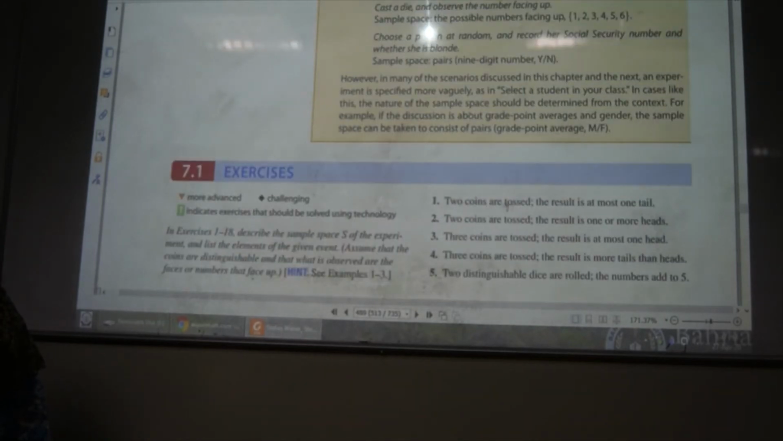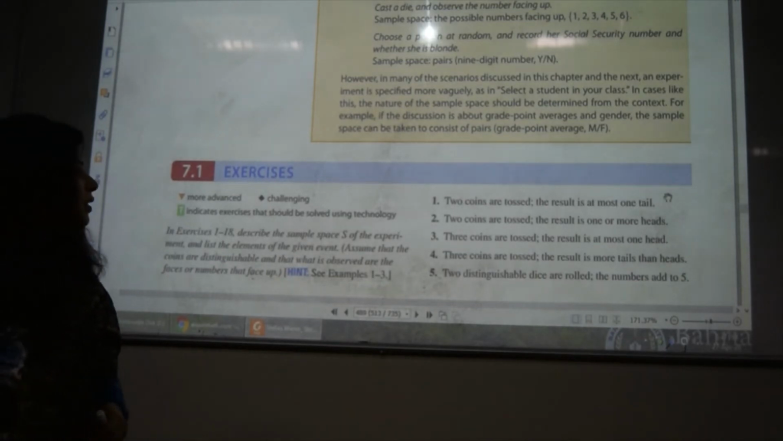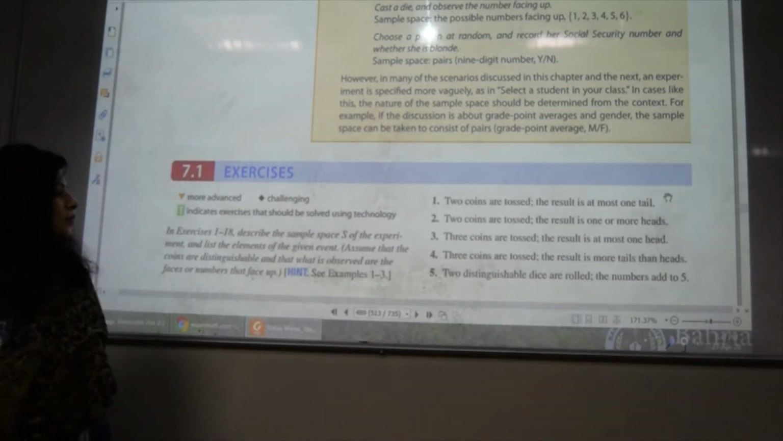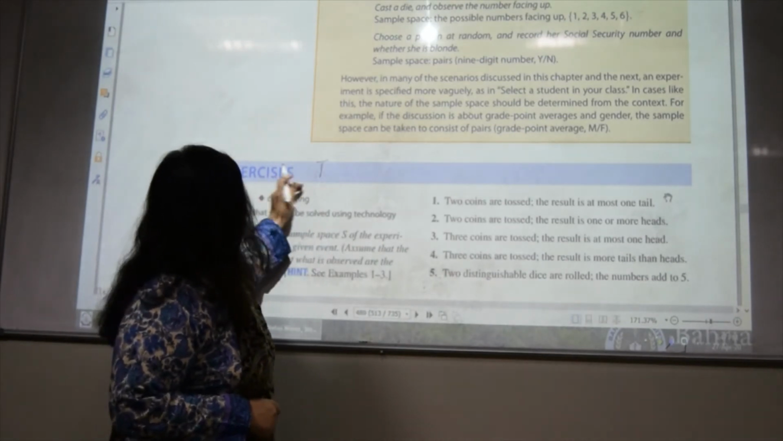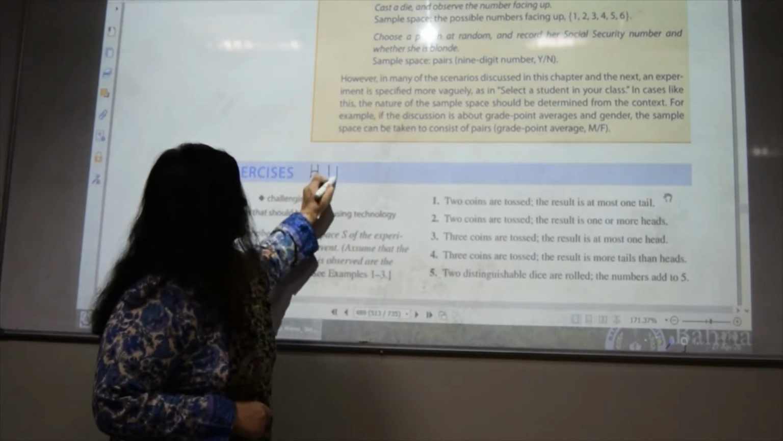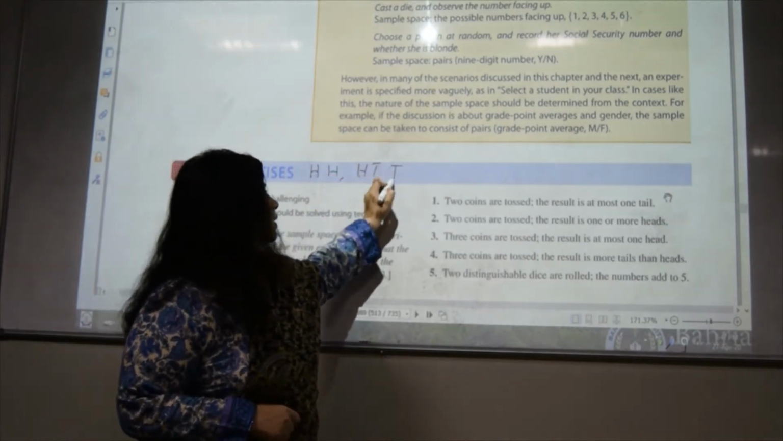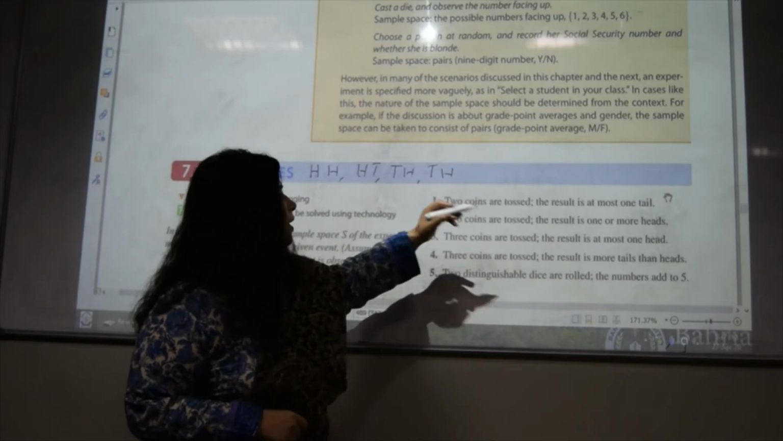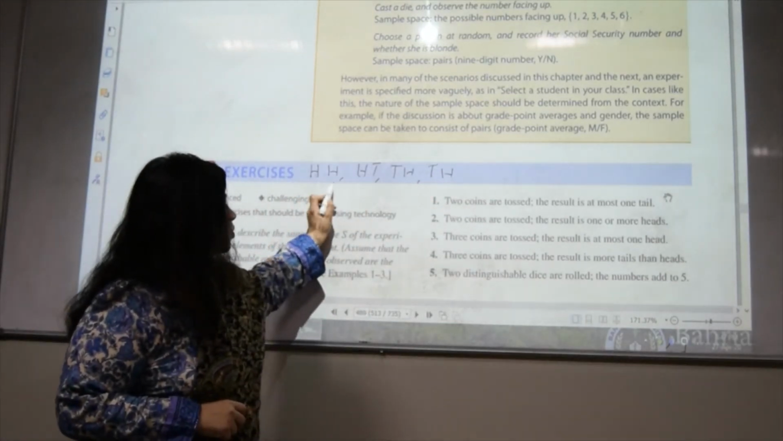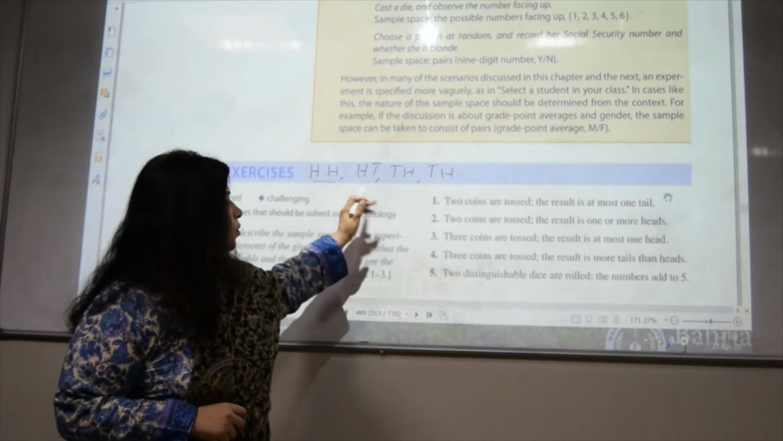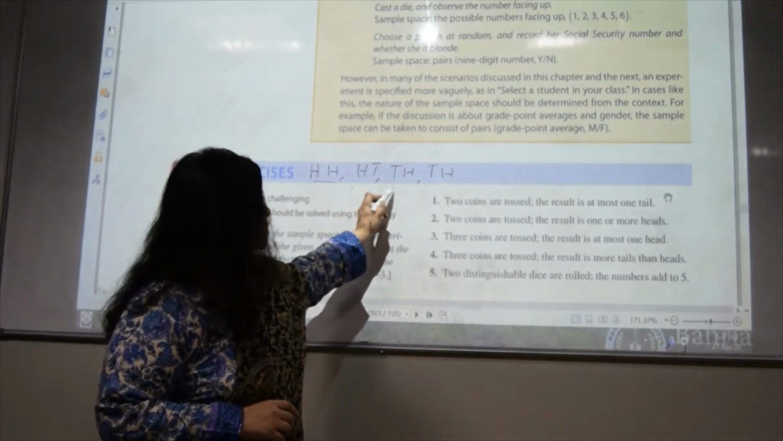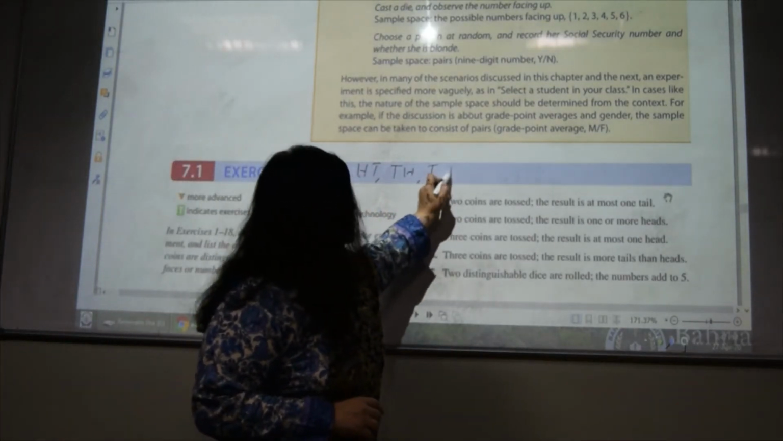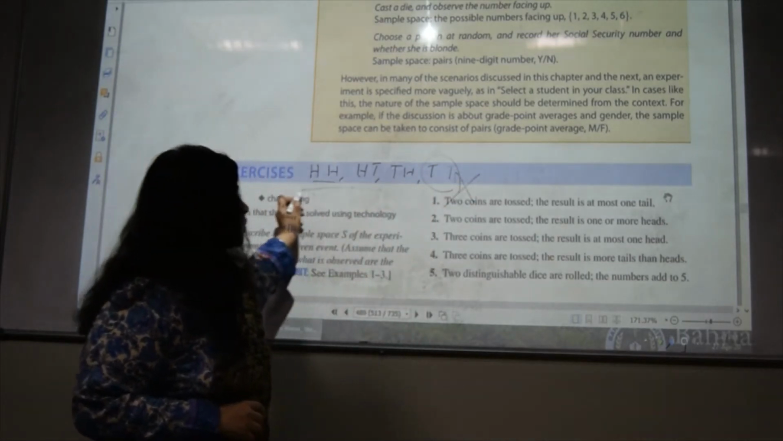Now 2 coins are tossed. The result is at most 1 tail. What this would mean is when you have 2 coins tossed, it could be head-tail, head, tail. At most 1 could mean that there is either 1 tail or no tail. Oh sorry, this is tail, right? So we would be excluding this possibility, and we can have all 3.